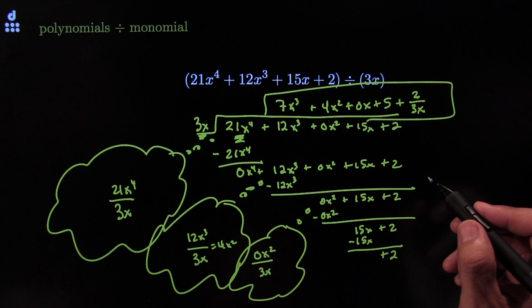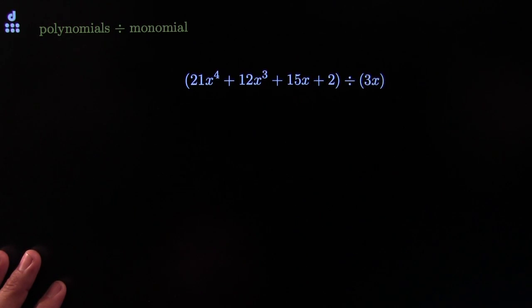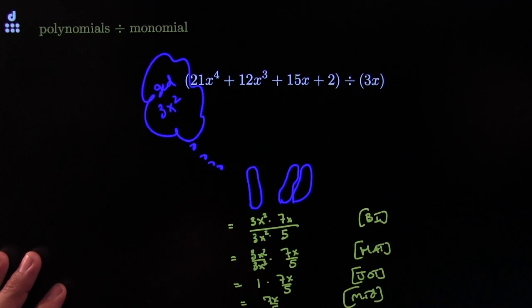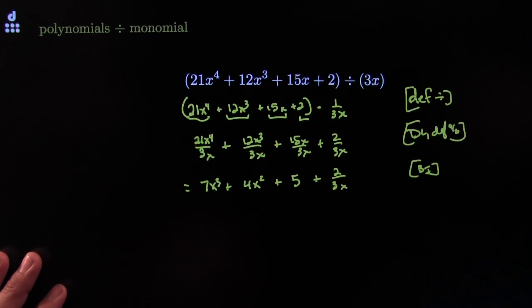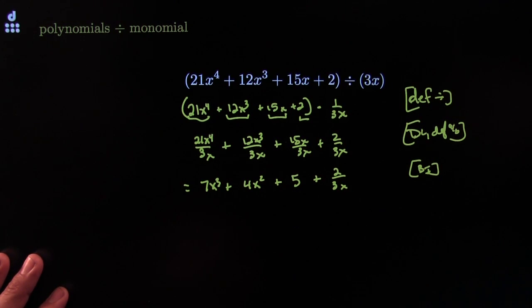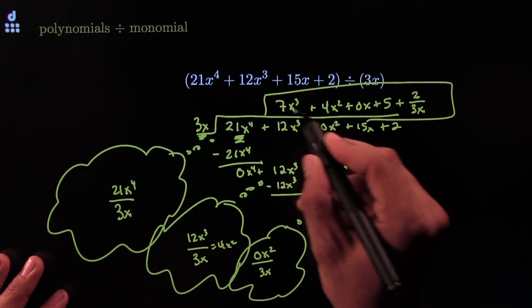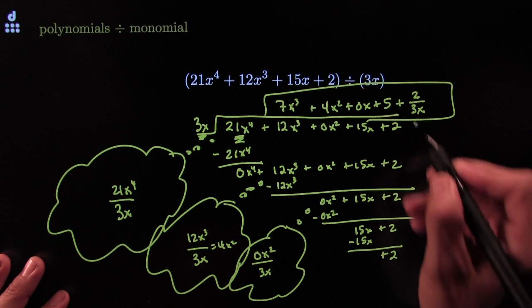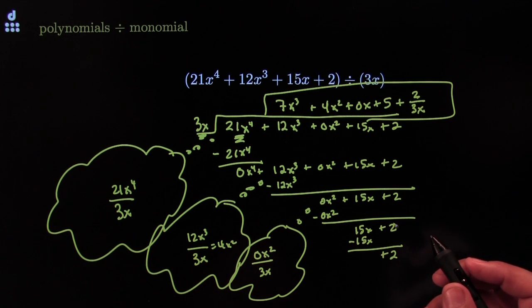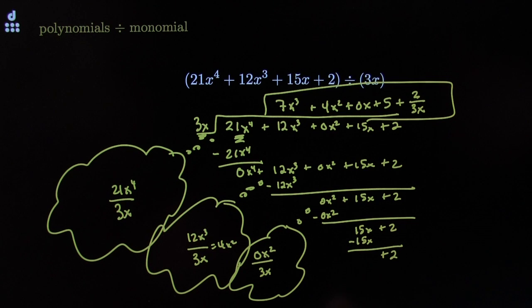Using long division. Okay? It should be the same answer that we had before. Where was it? Using our previous technique. There we go. 7x to the third, 4x squared, 5, and 2 over 3x. That should match the same thing that we just got right now. 7x to the third, 4x squared, 5, 2 over 3x. Alright, that's how you do long division. One more time.